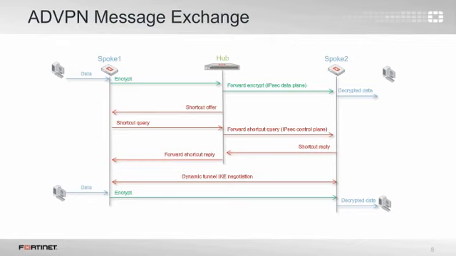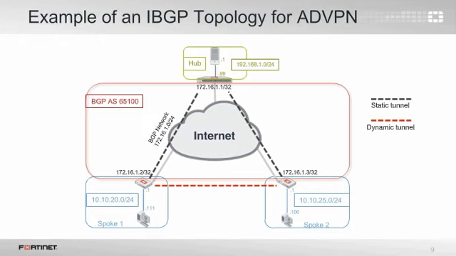As mentioned, ADVPN requires the use of a routing protocol. In the next slides, you will learn how to configure ADVPN with internal BGP. As an example, you will use an internal BGP topology made up of one hub with 2 spokes. All the devices are in the AS65100.